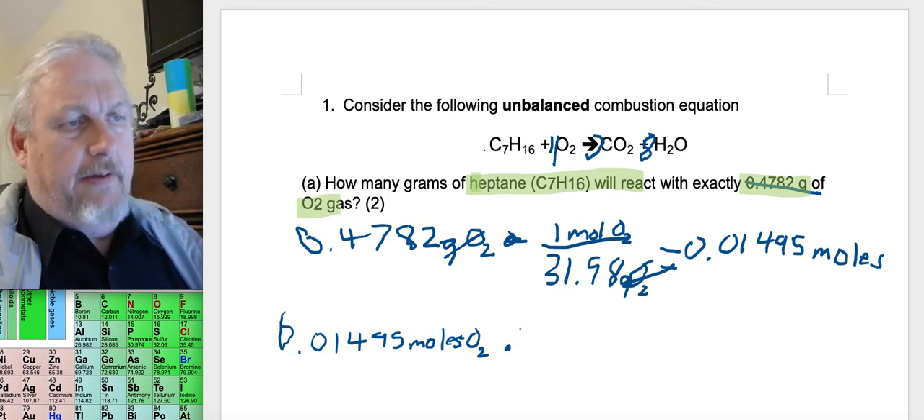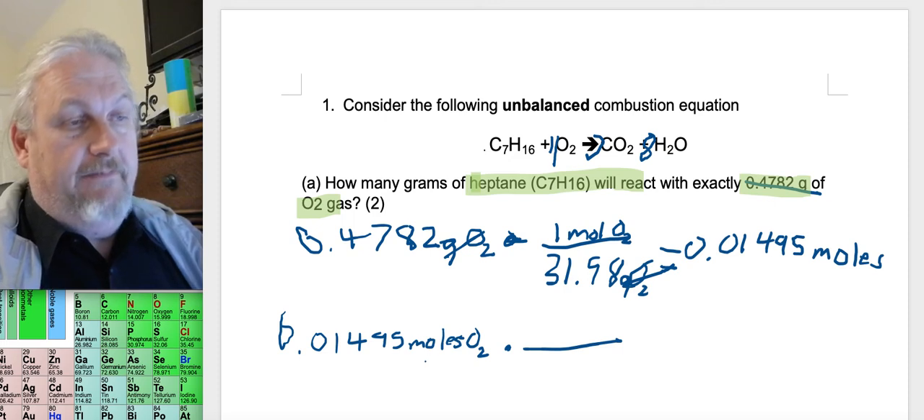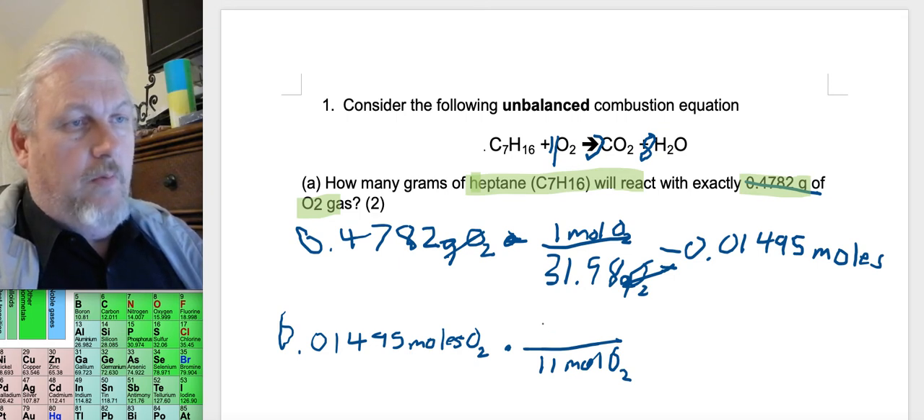Now I've got to do that magic thing called the mole ratio. Let's look at our ratio. For 11 moles of O2, 1 mole of C7H16 will react. So I need 11 moles O2, and our ratio here is 11 moles O2 to give me 1 mole of C7H16.